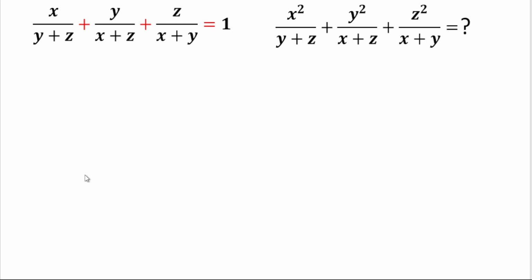Today in this video we will solve this algebraic expression, and the problem here is x over y plus z plus y over x plus z plus z over x plus y, that is equal to 1. Then we'll have to find the value of x square over y plus z plus y square over x plus z plus z square over x plus y.